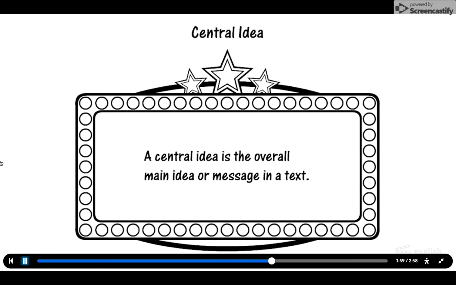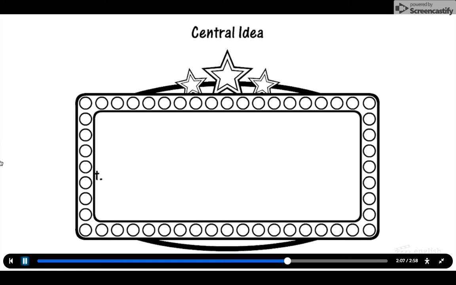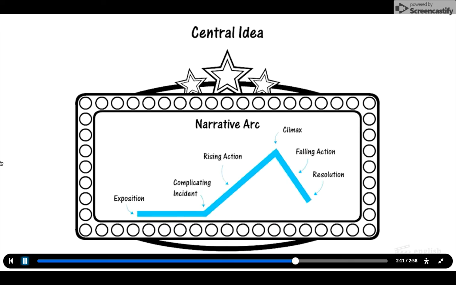Sometimes authors will state outright the central idea of their work. Other times, they let their stories speak for themselves, and you must work to uncover the central idea. You might have to draw conclusions and make inferences about the plot to understand the central idea.